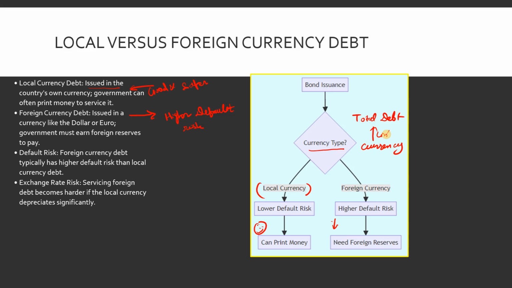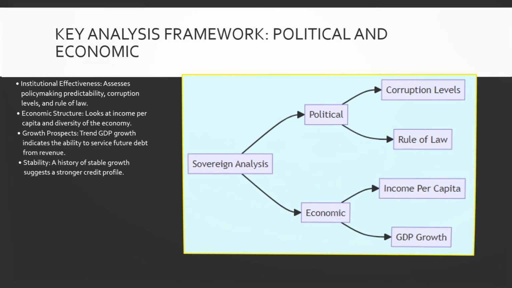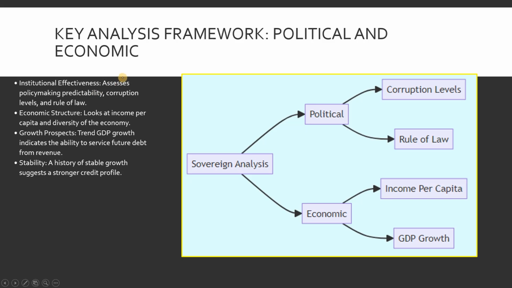Key analysis framework, political and economic. To conduct a thorough sovereign analysis, we use a framework that balances political and economic factors. We look at institutional effectiveness, which assesses the predictability of policy making, the level of corruption, and the strength of the rule of law. On the economic side, we examine the economic structure, specifically looking at income per capita and the diversity of the economy.